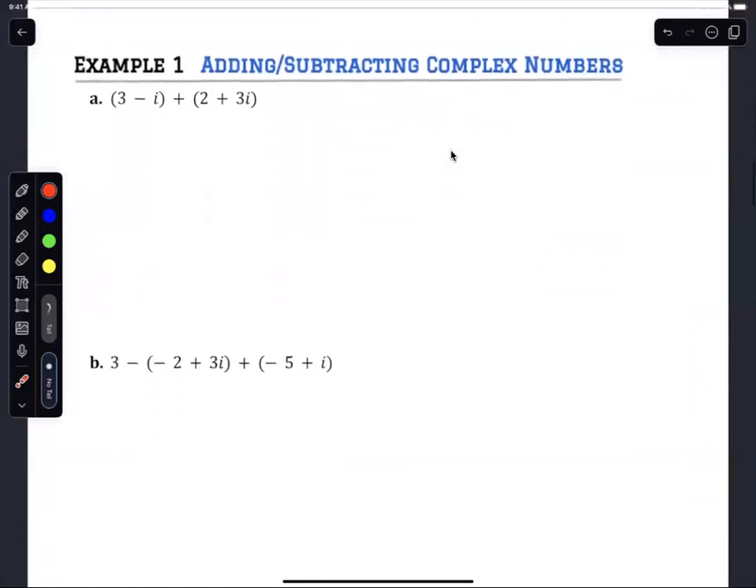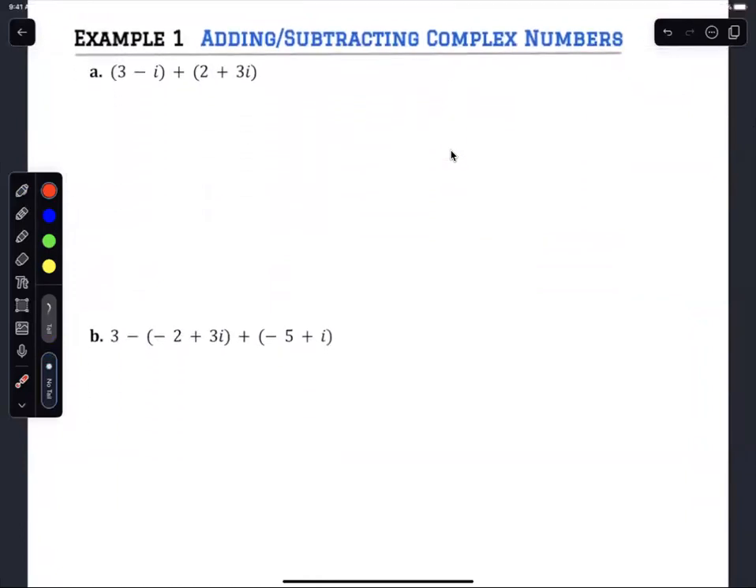So the first example, adding and subtracting complex numbers. All this is wanting us to do is add the real parts. So I have 3 plus 2, which is 5. -i plus 3i is positive 2i. And this is my answer. It must be written in the form of a plus bi, where the i part goes second. So this is correct.